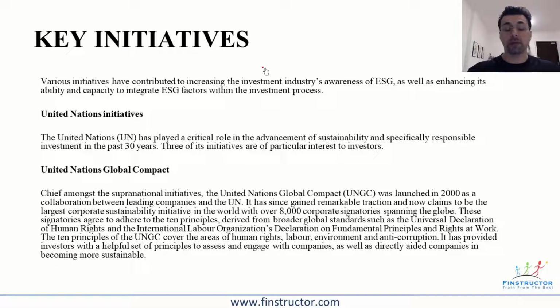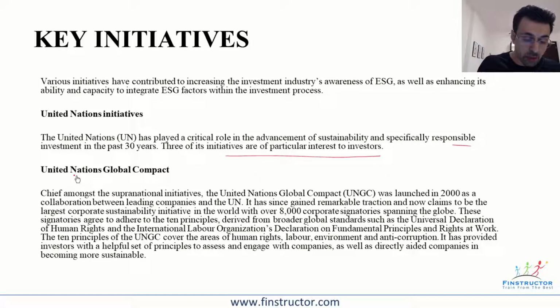In the last section about introduction to ESG, we'll take a look at some of the key initiatives taken by the United Nations and by governments and regulators across the world to promote ESG practices. So the United Nations has been a critical player in the advancement of sustainability and specifically responsible investment in the past 30 years. And three of the initiatives are of particular interest, and we'll go through those in detail.